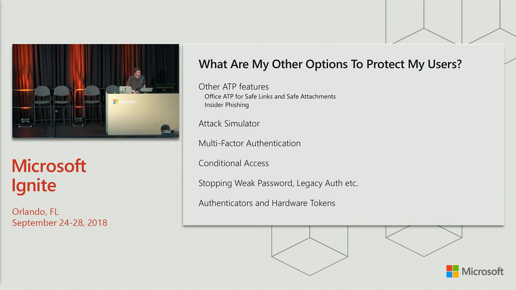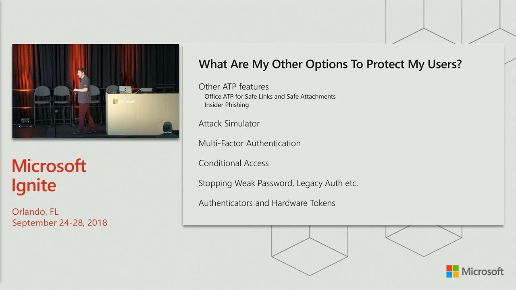But what are my other options to protect my users to finish? It's not just that I'm going to stop the phish coming in or that I'm going to protect my domain from being phished out there. It's a multi-layered approach to protection. I've got other ATP features like Safe Links and Safe Attachments. They're going to help me protect against insider phishing, especially Safe Links. So someone works out the password of someone in the organization, logs in as that person and sends an email with a malicious link in it.